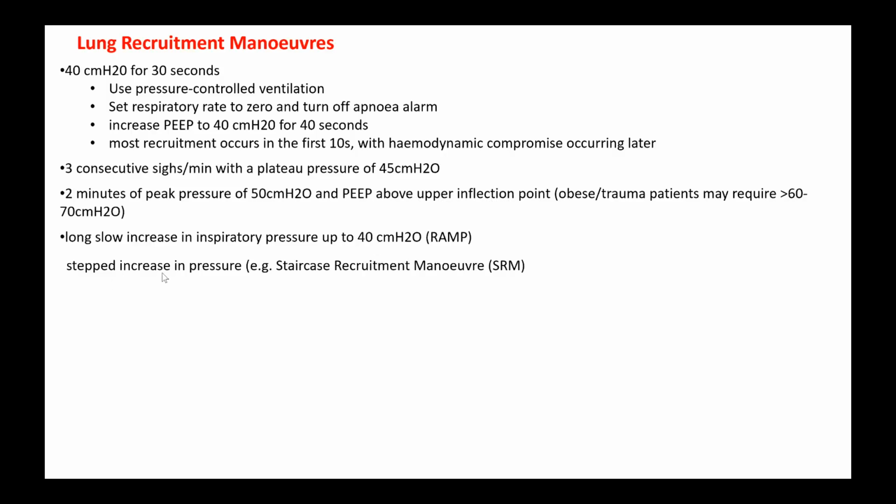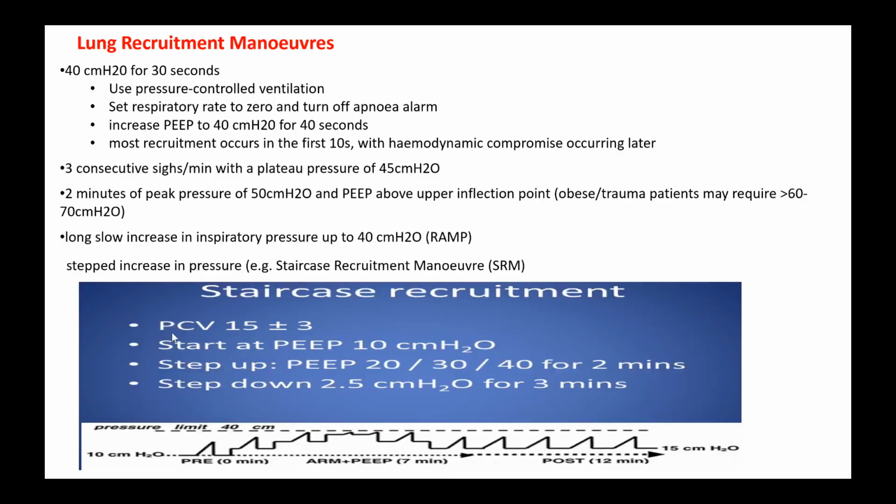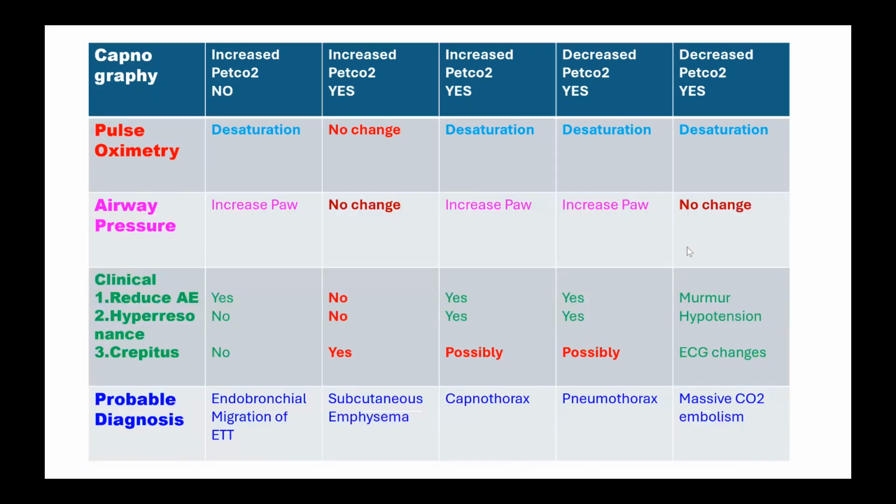And step increase in pressure, that is staircase recruitment maneuver. And so this is the pressure control from 15 plus or minus 3, start at a peak of 10 and step up to 20, 30, 40 for 2 minutes each, then step down to 2.5 centimeters for 3 minutes. And you get a tracing like this.